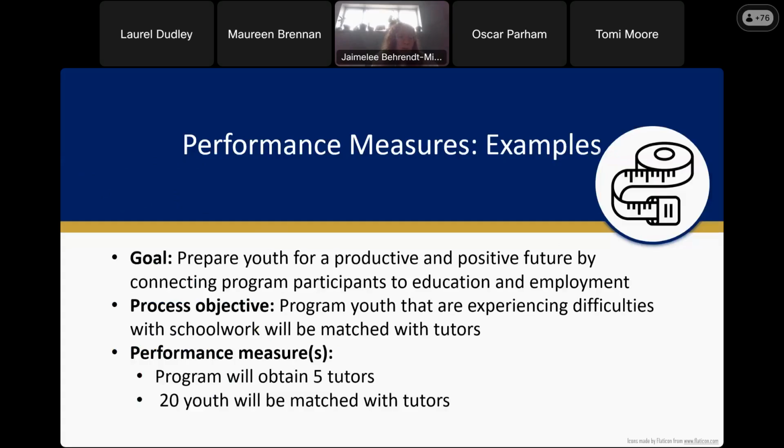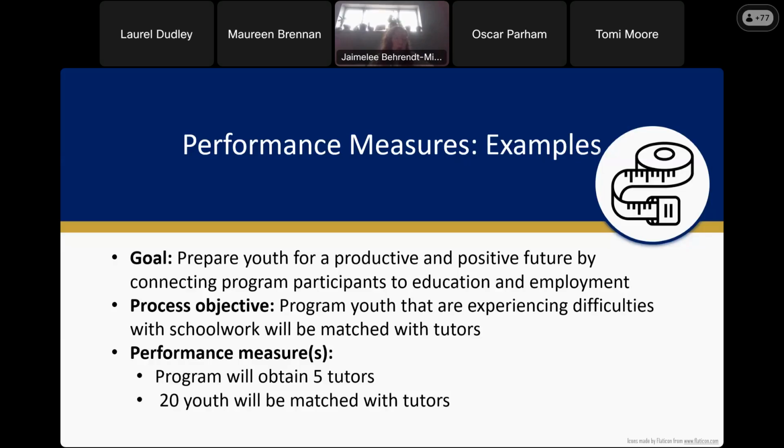So again, we're using the goal of preparing youth for a productive and positive future by connecting them to education and employment. And if we're thinking about that process objective of youth who are experiencing difficulties in school, that we're going to match them with tutors, the performance measures for that goal and for that process objective might be the program is going to obtain 5 tutors, and the program is going to match 20 youth with tutors, right? So this way we know exactly how many tutors we're going to get, and we know how many youth we want to match with tutors.